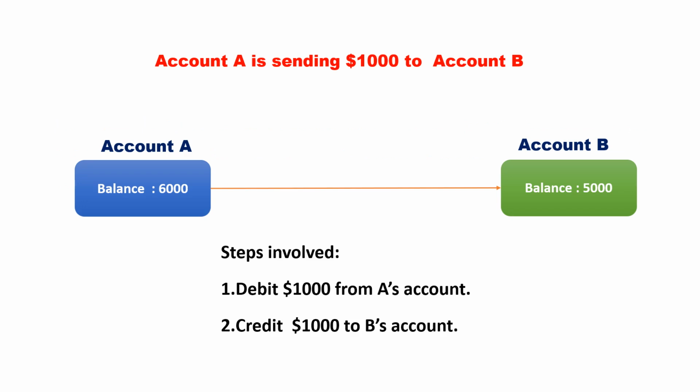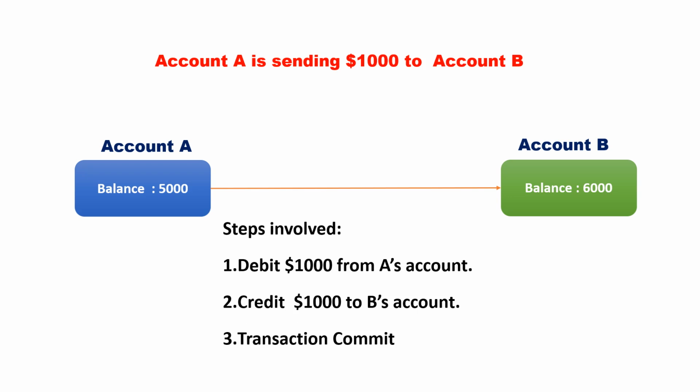Account A is sending $1,000 to account B. This involves two steps. Step 1, $1,000 is debited from A's account. Step 2, $1,000 is credited to B's account. Now, account A's balance becomes $5,000 and account B's balance becomes $6,000. Since both steps are completed successfully, the transaction is committed.